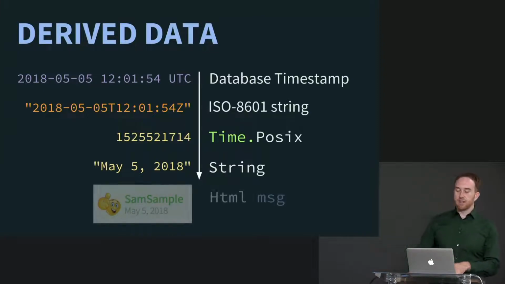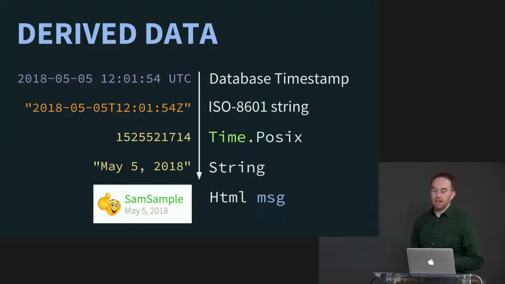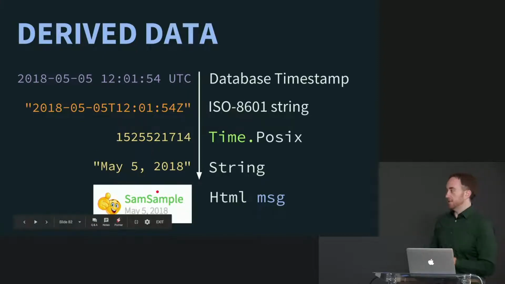And then finally, we're going to put that string in some HTML, and we're going to see something like this. So all of this is derived data. We have one source of truth at the root here, which is the database timestamp, and everything else is derived from that. This ISO 8601 string can be derived from having this. Given that, we can derive this. Given that, we derive this. And given that, we derive this.